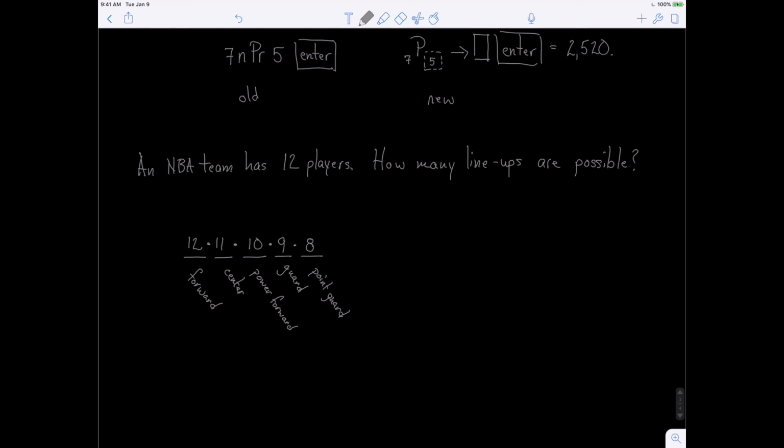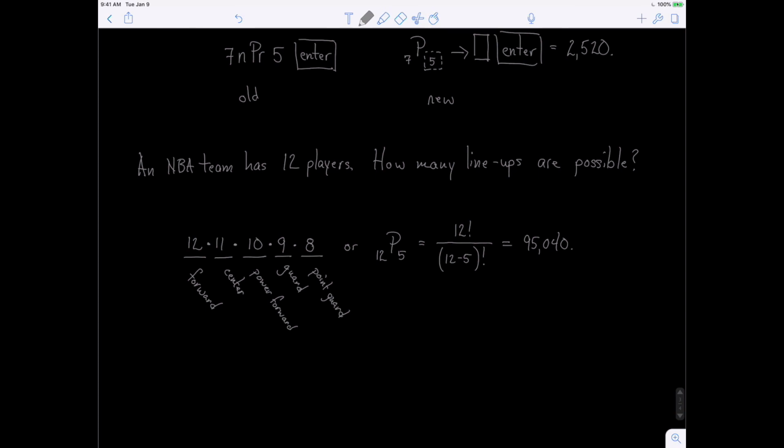Or the other way: of the 12 players, we want to permute 5. If you do it by hand, you'd have 12 factorial divided by (12 minus 5) factorial. Or if you do it in the calculator, it doesn't matter which way you do it, you should come up with a final answer of 95,040. That's a lot. 95,040 different starting lineups, just for a simple basketball game.